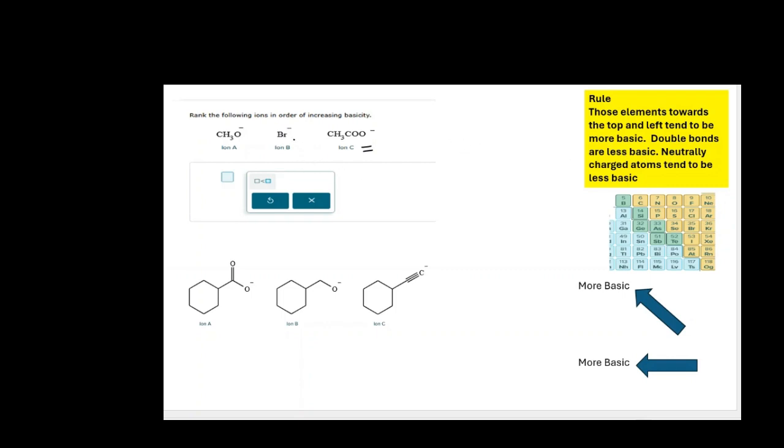But we see that we have a Br, which is going to be in that less basic category because of where it's at on the periodic table. So it's safe to say that of those three, that Br so far is going to be the least basic.